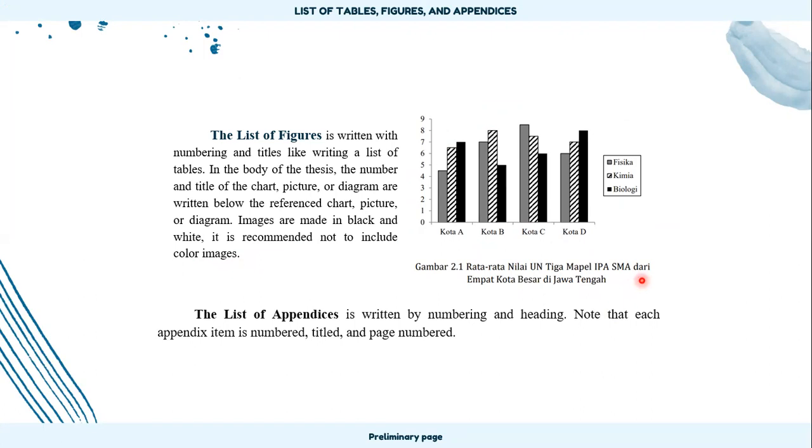And the next is the list of appendices. The list of appendices is written by numbering and heading. Note that each appendix item is numbered, titled, and given a page number.